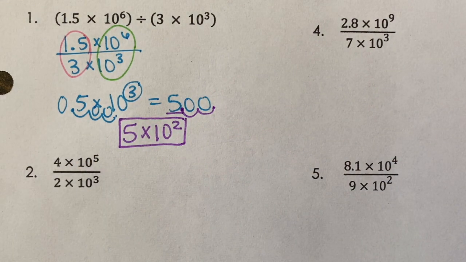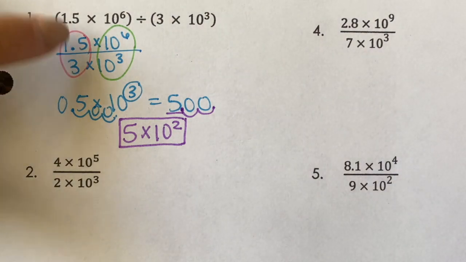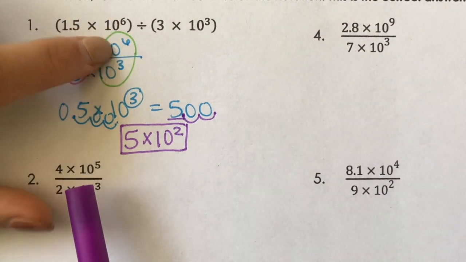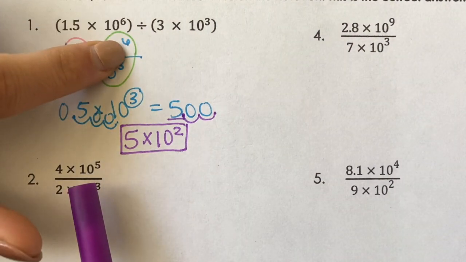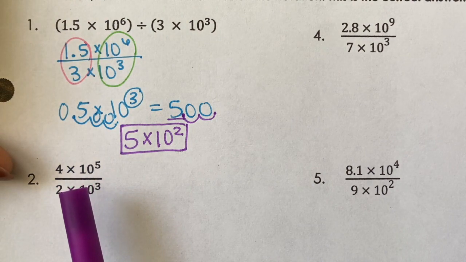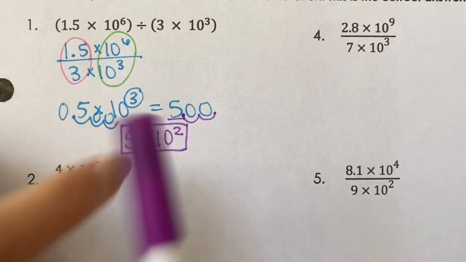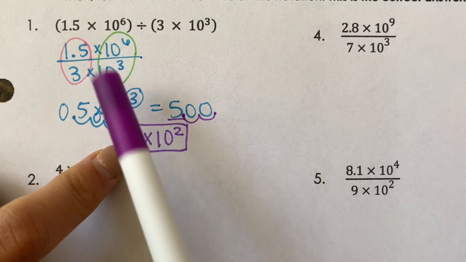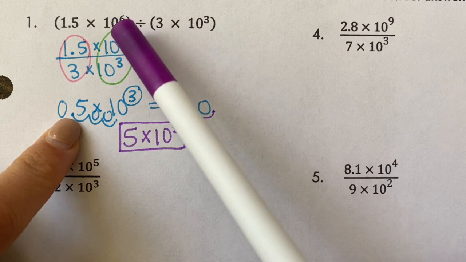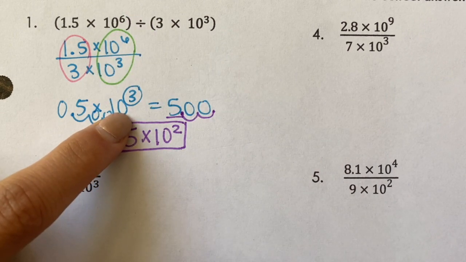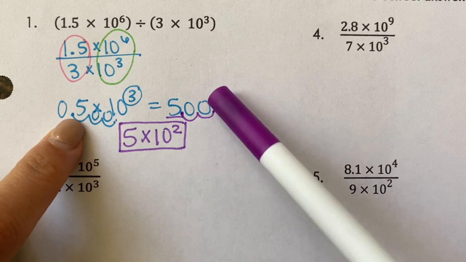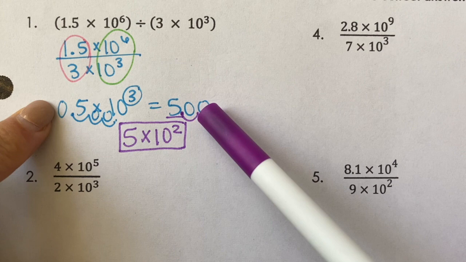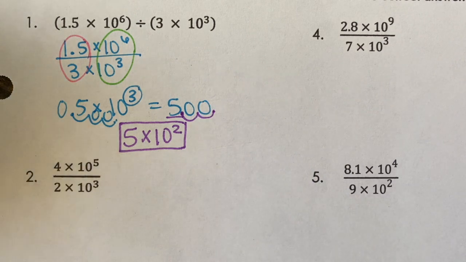So it's very similar to multiplication. You divide your first numbers together. You divide the 10 bases with the exponents together using your exponent rules, and then you put the two pieces together. 1.5 divided by 3 gave you 0.5. 10 to the 6th power divided by 10 to the 3rd power gave you 10 to the 3rd power. When you rewrite it in scientific notation, this would be your correct scientific notation. Both of these values are equal to 500, except this is the correct way to write it.